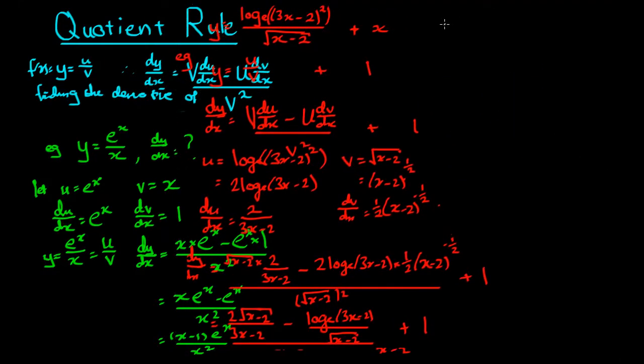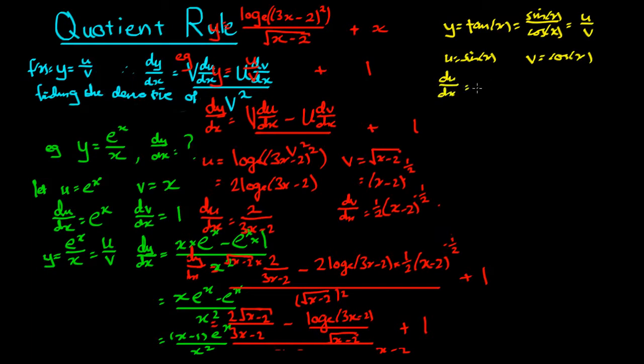Say we started off with y is equal to tan of x. This is equal to sine of x on cos of x, which we'll say is equal to u on v. So u is equal to sine of x, v is equal to cos of x, du dx, or as some people write it, u dash is equal to cos of x, and v dash or dv dx is equal to negative sine x.